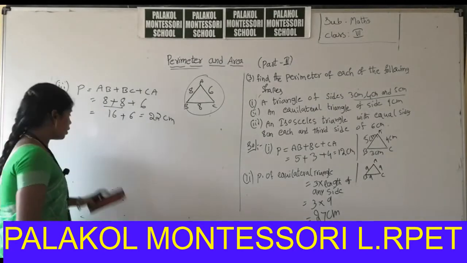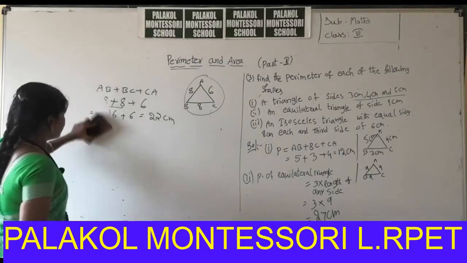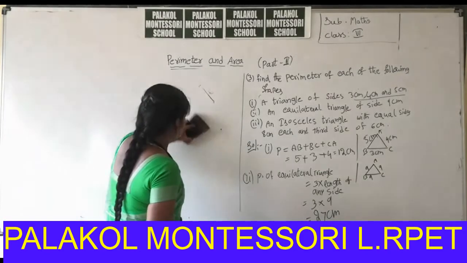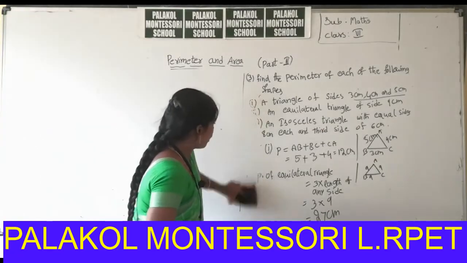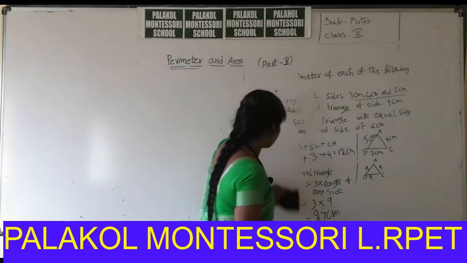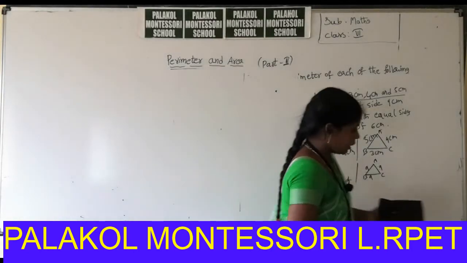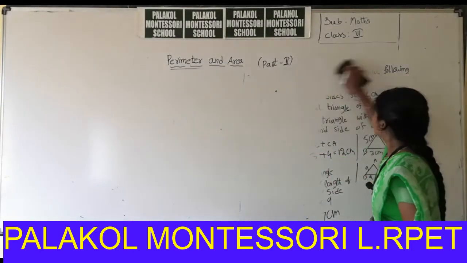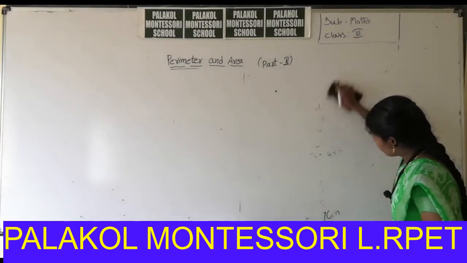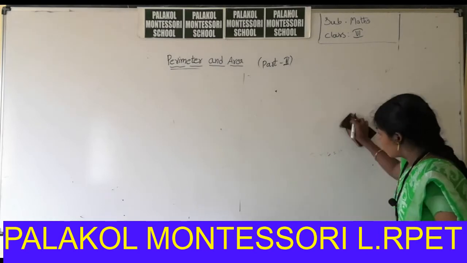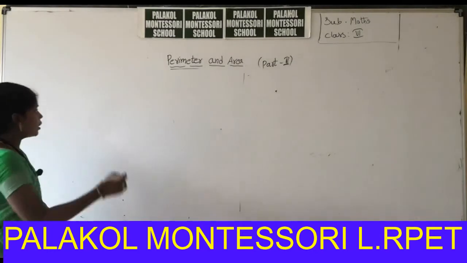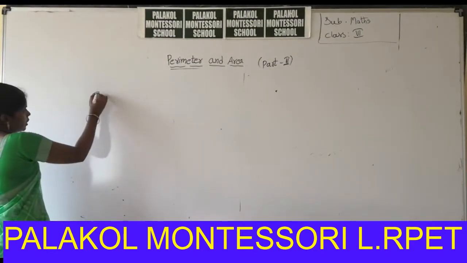So next we are going to the topic area. These are some problems on perimeter. It is very easy, we can just remember the formulas and we don't forget the concept of perimeter. So next we are going to the area. So, area. For example, you can take two shapes.